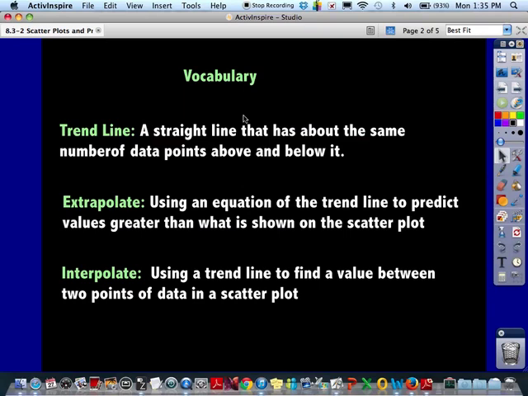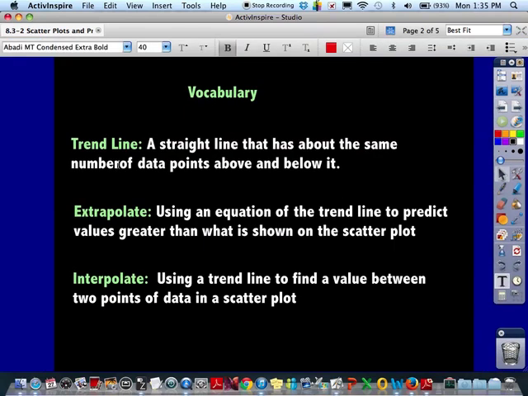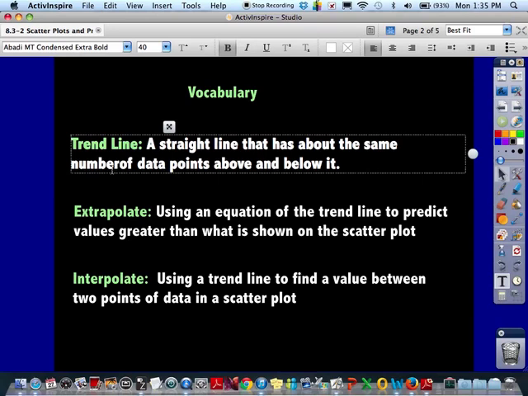So some quick definitions. A trend line is a straight line that has about the same number of data points above and below it. And I'm going to fix this little typo here real quick. So the same number of points above and below. And we're going to see that on a scatter plot that we use in just a second. So when you draw a trend line, you want it to follow the data points.